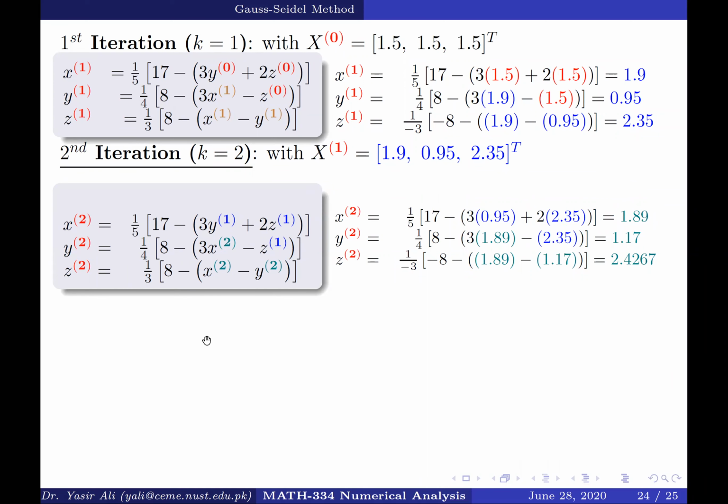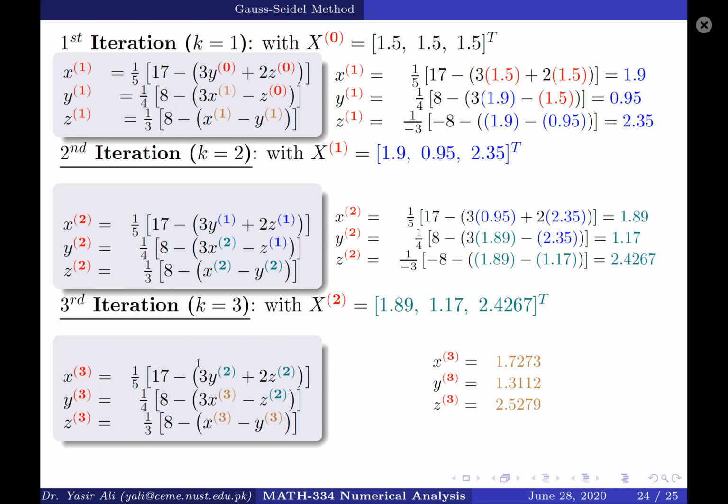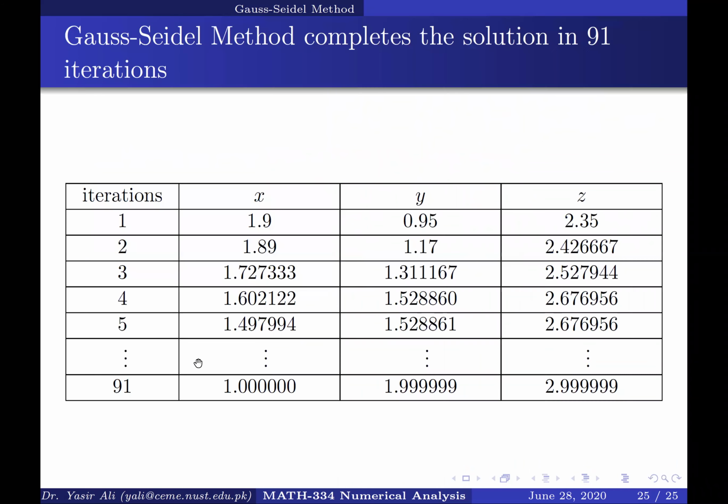So we can calculate the third iteration as well, and we can continue the process, and we can get the answer in 91 iterations. So in case of Jacobi, we required 170 iterations, and here we have calculated the answer in 91 iterations. So this is the difference between both of the cases. If you have any questions, you may ask.